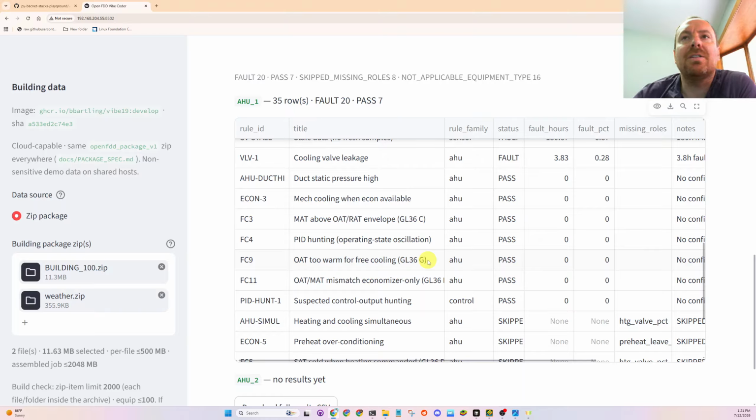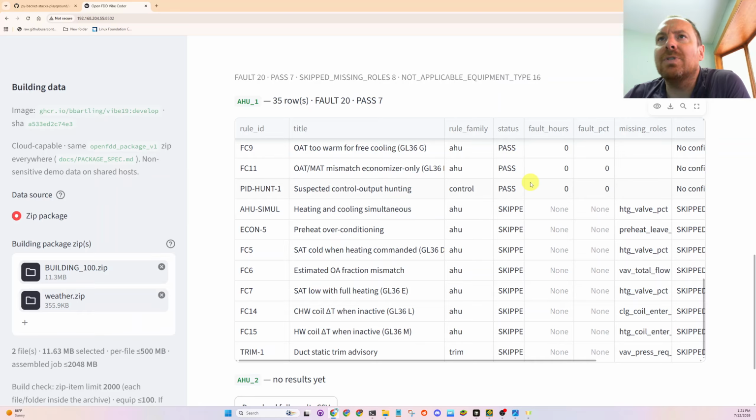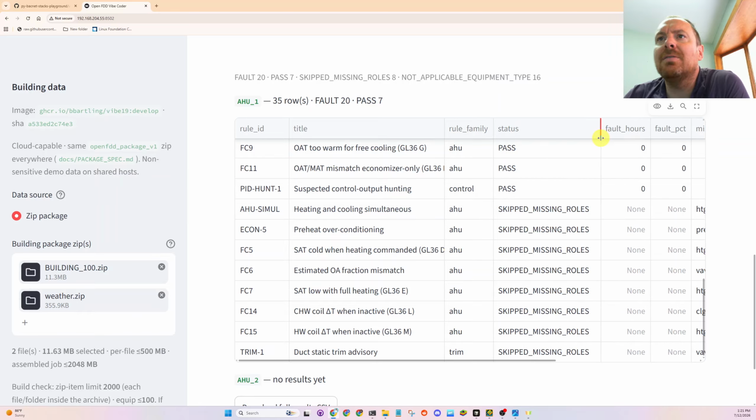Okay, so let's see what it did pass on. Hydrostatic static pressure, mechanical cooling when economizer is available, mixed air temperature sensor is above outside air and return air, PID hunting, outside air too warm to be free cooling. And then these are the rules that didn't apply to the data model.